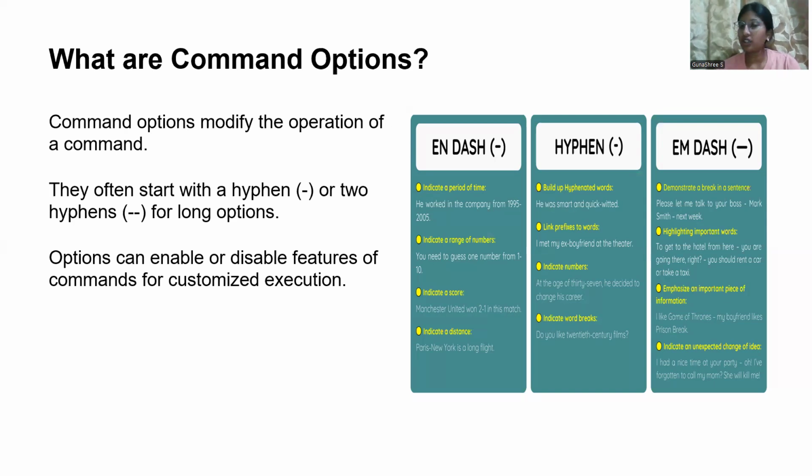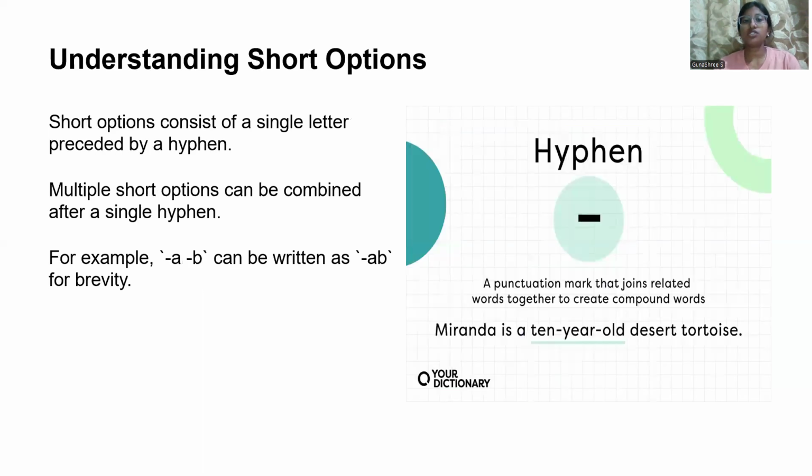The em dash or double hyphen will be used to demonstrate a break in the sentence, and also to highlight important words, and to emphasize an important piece of information given in the particular paragraph or sentence, and it will also indicate an unexpected change of idea that will be provided.